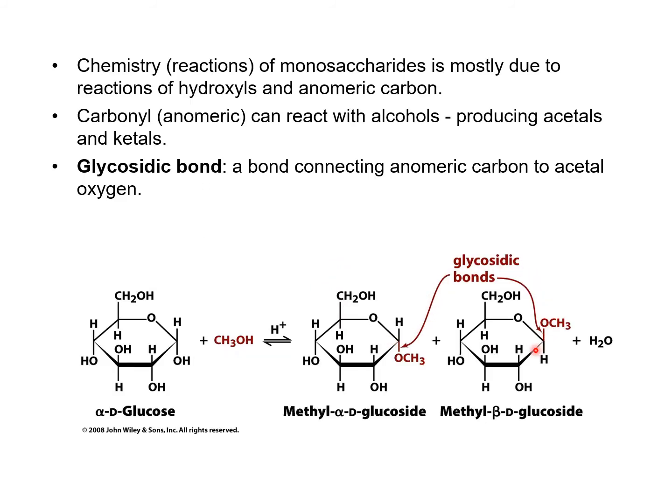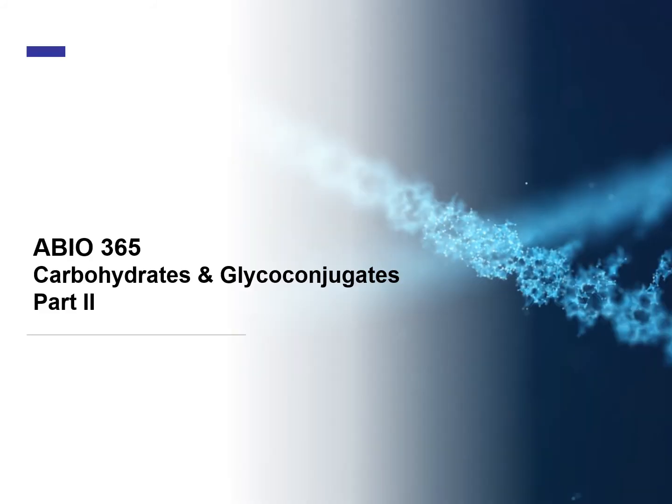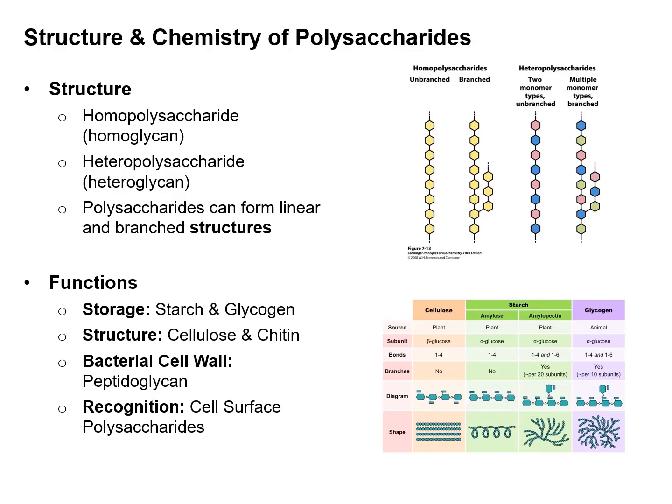Glycosidic bonds are really important for making the oligosaccharides or polysaccharides from the monosaccharides. And you should be able to tell the difference between reducing and non-reducing ends. Here in part 2, we mostly focused on the polysaccharides, their structures and their functions, and their different types that can be seen in different species, and their structures, especially if they make branches or not.